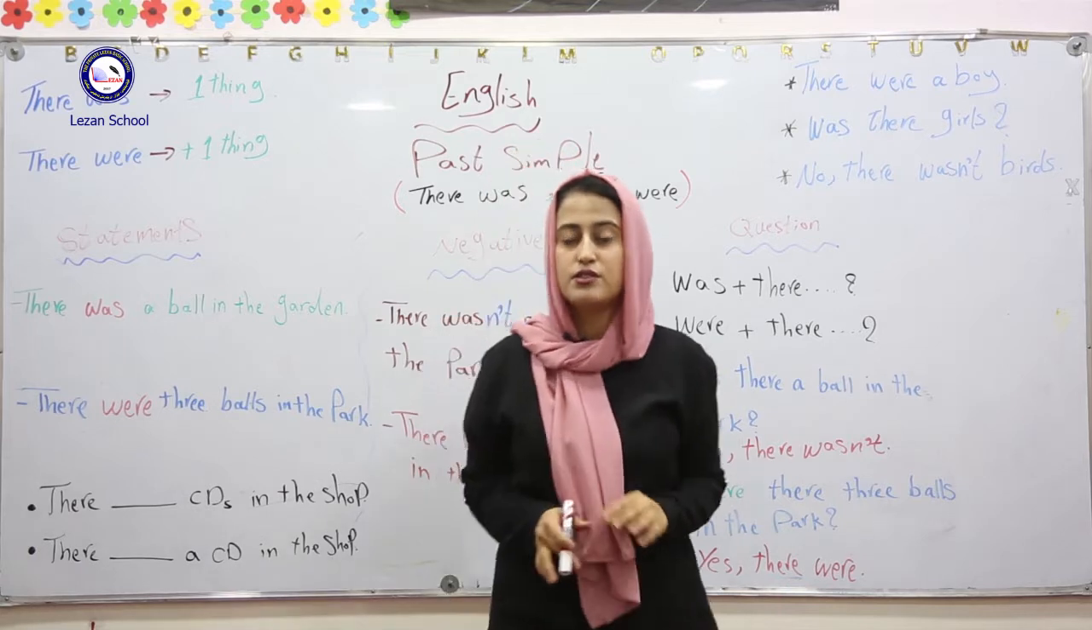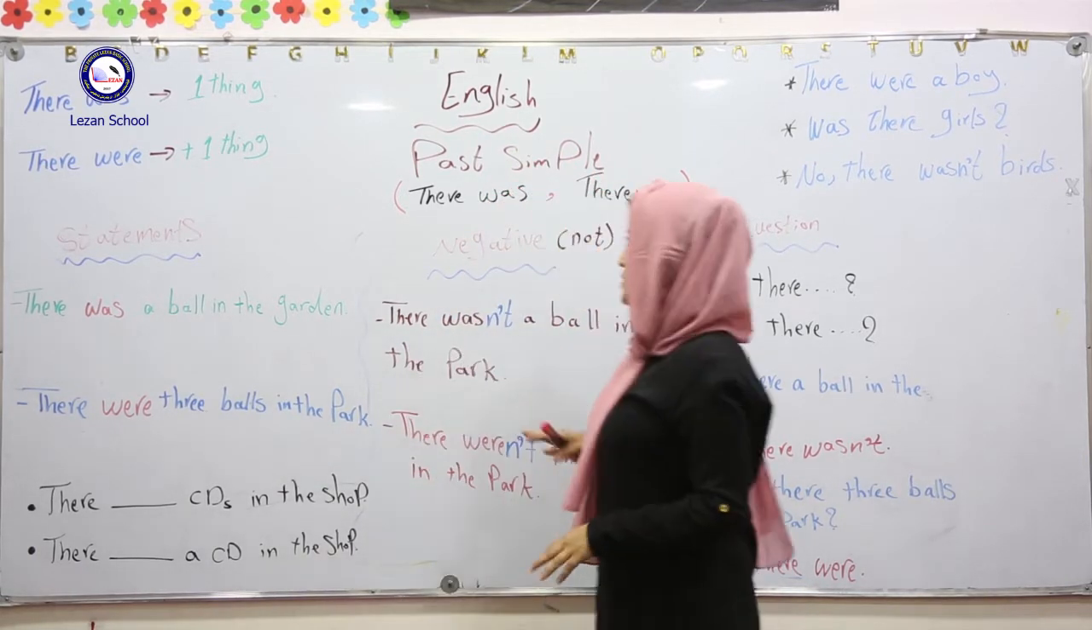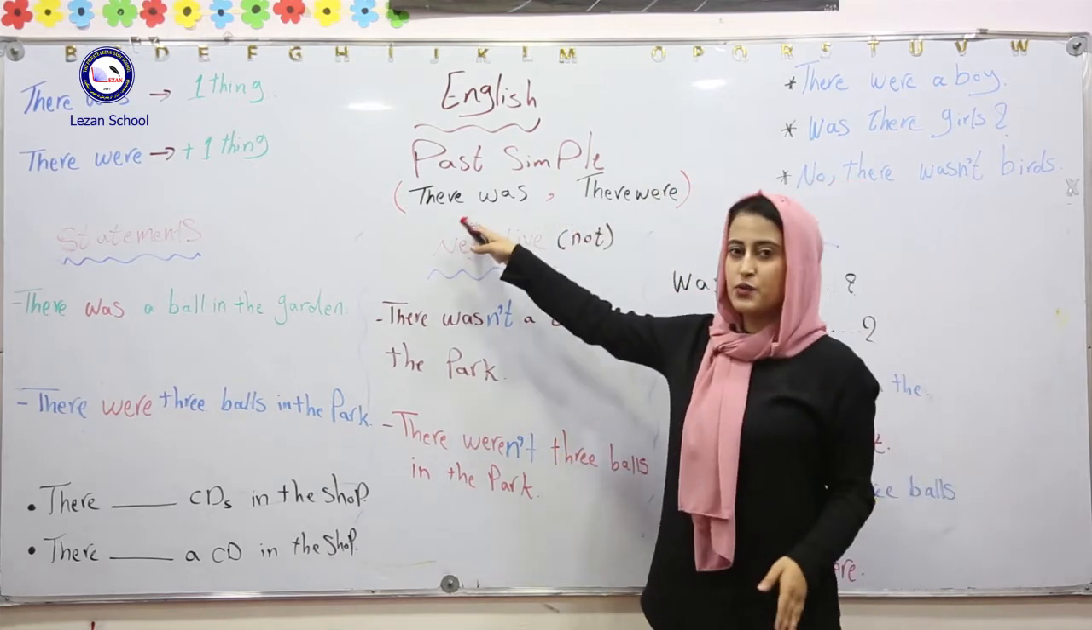Today in this video, we are going to talk about Unit 5 in English words. Our topic is about past simple, there was and there were.